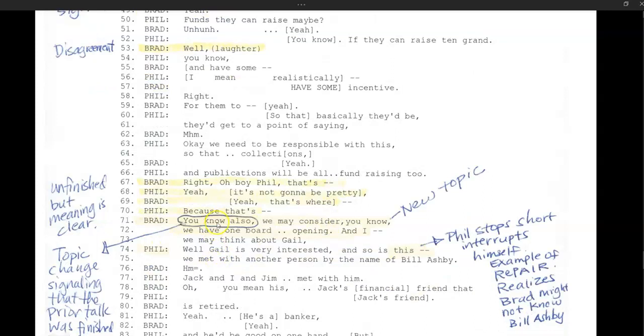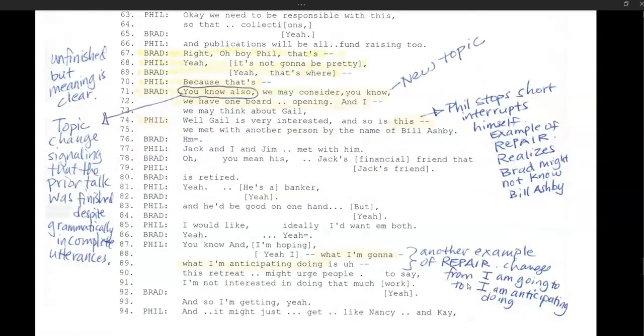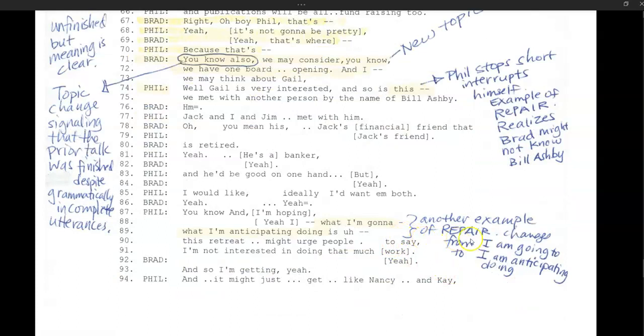And this particular topic change is very classic, very textbook, where you see a previous topic that's really exhausted. There's an increase in back channeling, and you have the new topic. Here, Phil interrupts himself as he mentions another person by the name of Bill Ashby. He interrupts himself because he realizes that Brad might not know Bill Ashby, and so he corrects himself by now including the full name of the individual instead of just the first name. And then we have another example of conversational repair here.